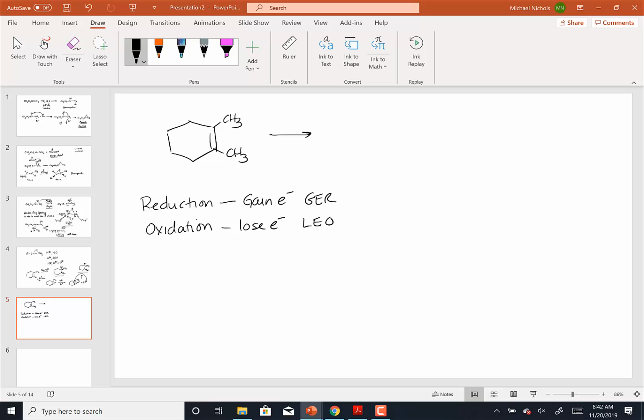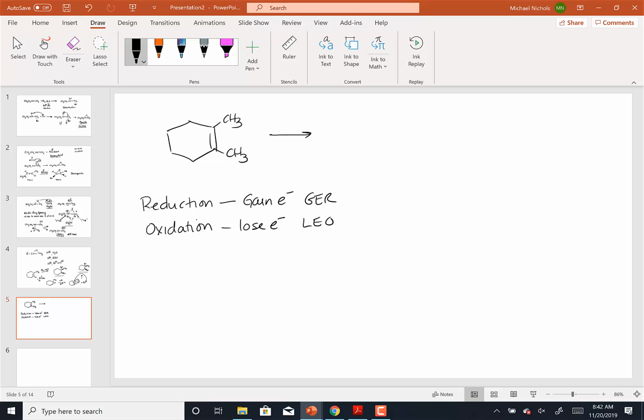In organic, the problem is that it's really difficult to keep track of oxidation numbers. It's not difficult, it's just tedious. It's not like metals. Oh, the metal went from +3 to +2. Easy enough to figure out. And that's what the middle part of this is, determining oxidation states of carbon.